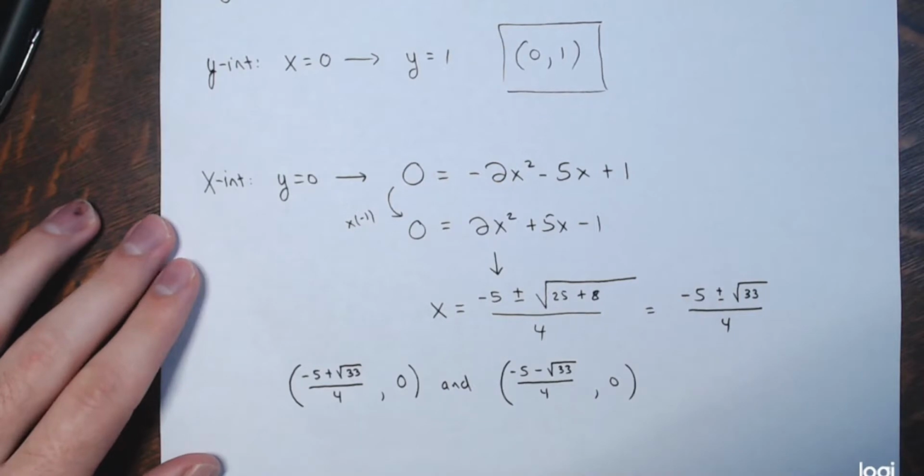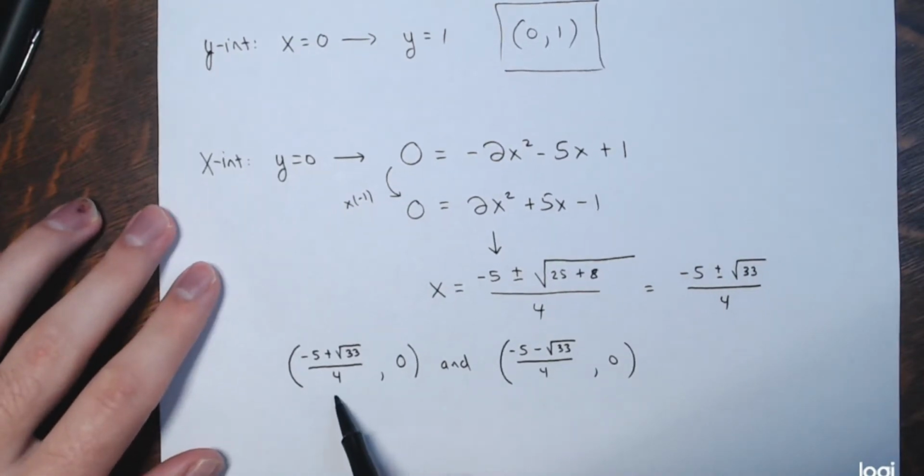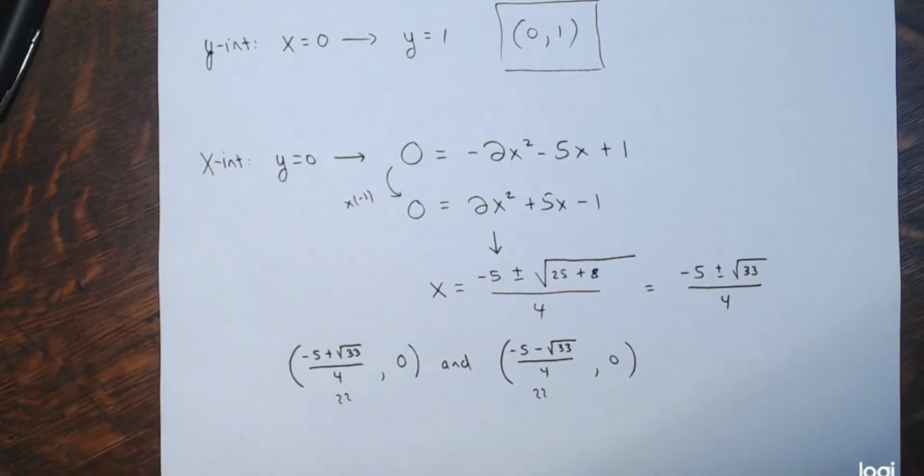Now it said we could enter exact answers or round to 2 decimal places. And I'm going to do that actually. So on a calculator, just off screen, I'm putting in negative 5 plus the square root of 33, and then that all divided by 4.